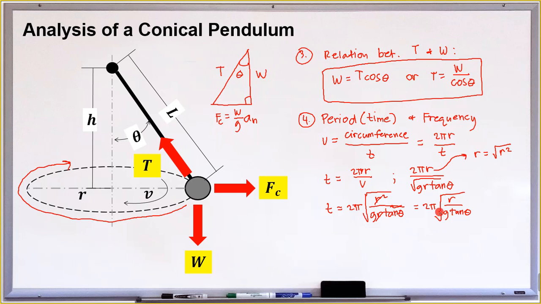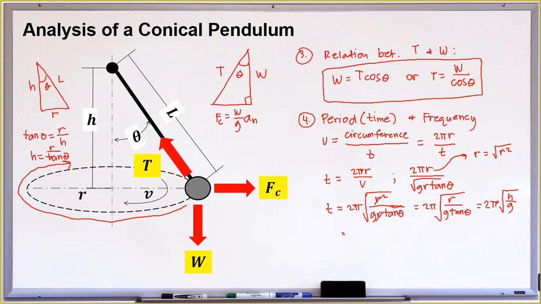Okay? So why did we do this? It's because we have a relation between r and tangent of theta. If we bring back the triangle here, we have the height h, the length, theta, and this is r. So the tangent of theta is equal to r over h. Therefore, h is r over tangent of theta. So this is h. That is equal to 2 pi square root of h over g.